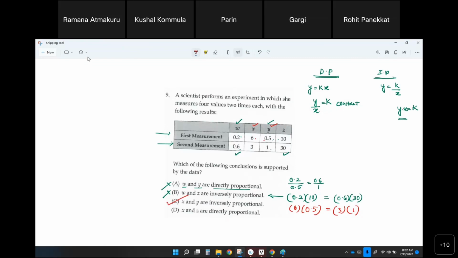Everybody clear? How the directly proportional works and how the inversely proportional works. In the directly proportional, the ratio is the constant. In the inversely proportional, the product is the constant. Is that clear, everyone?